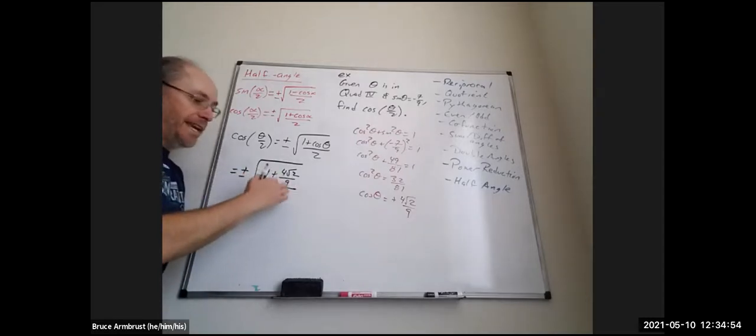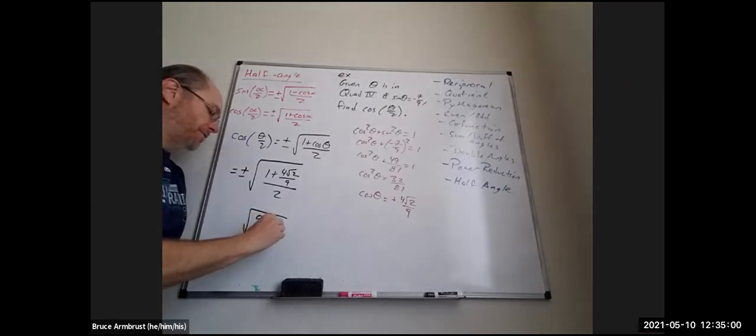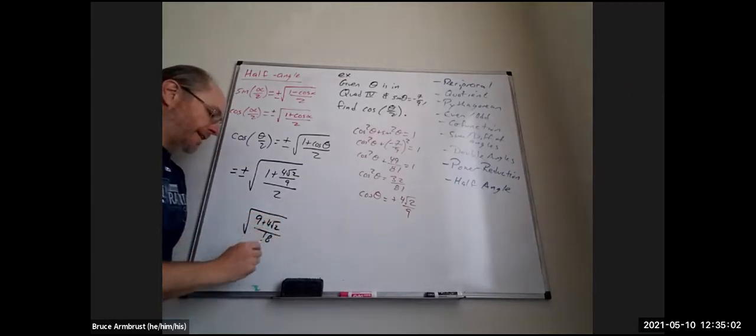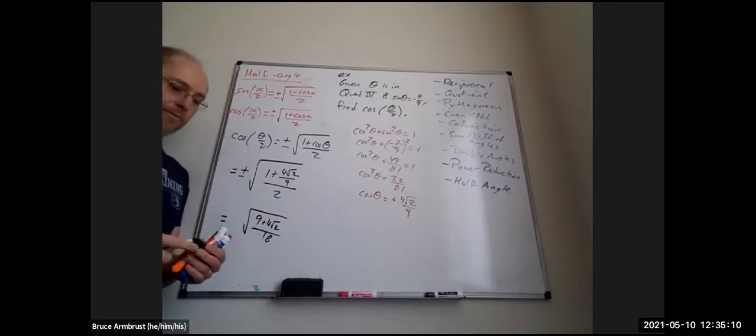So this, of course, can get simplified. We'll just go this far: 9 plus 4√2 over 18 inside of our root. But I still need to worry about, is it plus or minus?